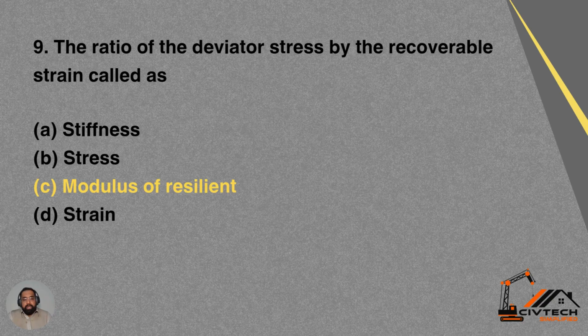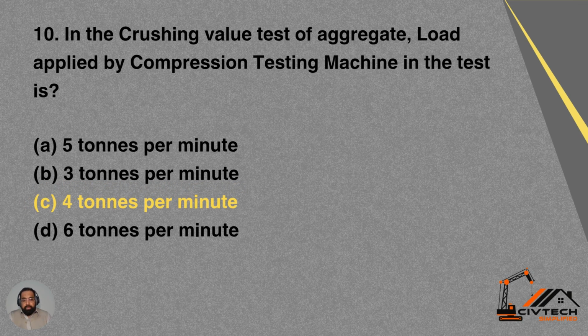The ratio of deviator stress by the recoverable strain is called: option A, stiffness; option B, stress; option C, modulus of resilient; option D, strain. So the ratio of deviator stress by recoverable strain is option C, modulus of resilient.